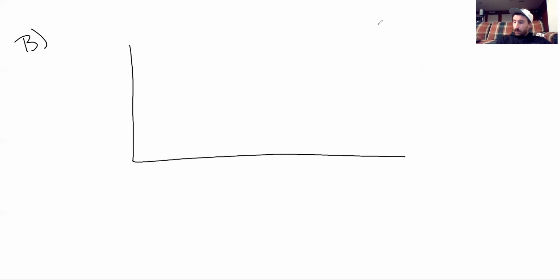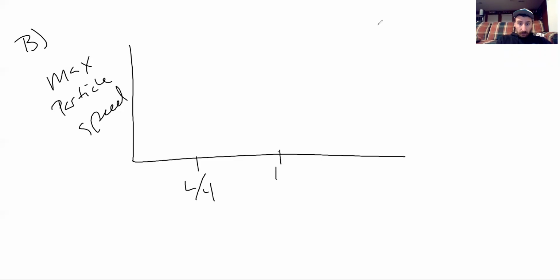Part B. Max particle speed. All right. So again, let me draw the tube up here.